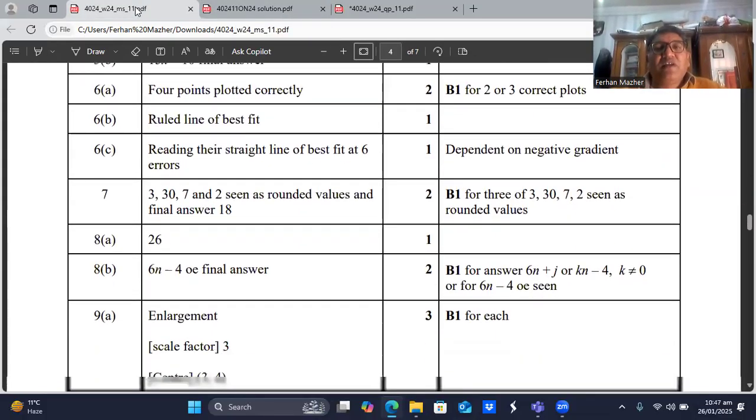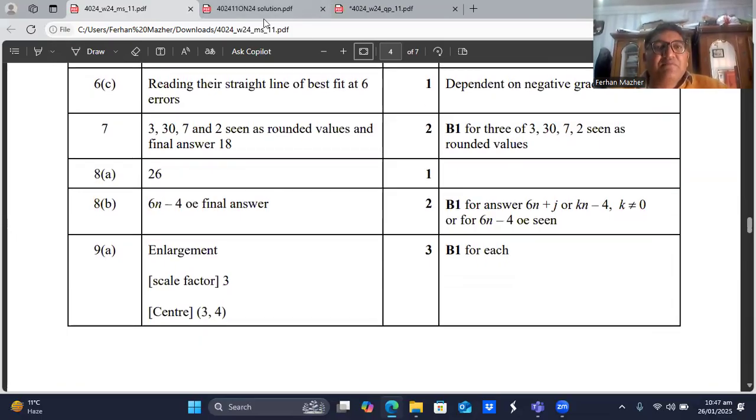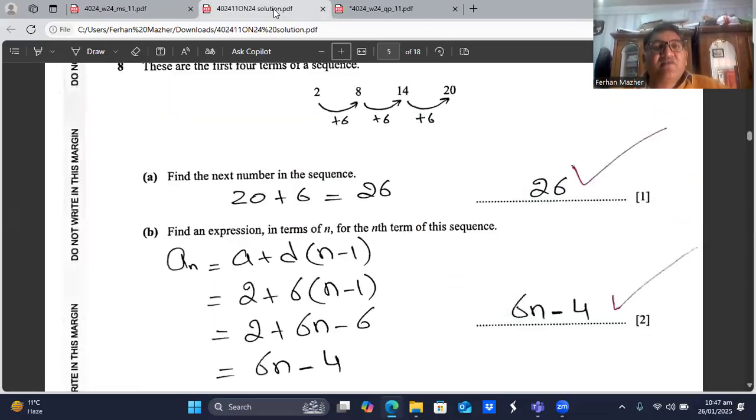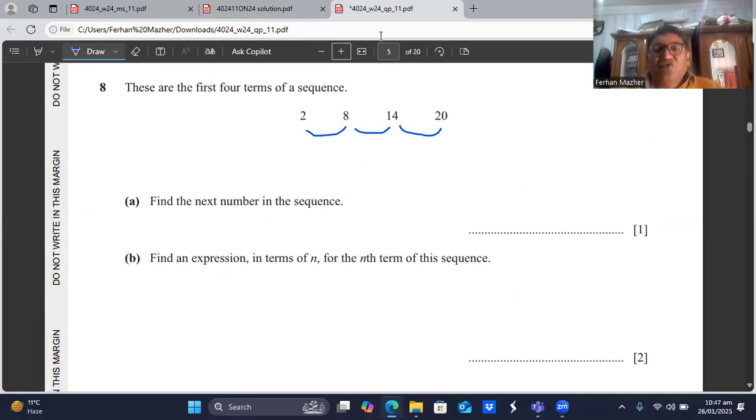So you can look at the marking scheme. The answer is 6n minus 4. So our answer is right. Okay, so let's go to the next question.